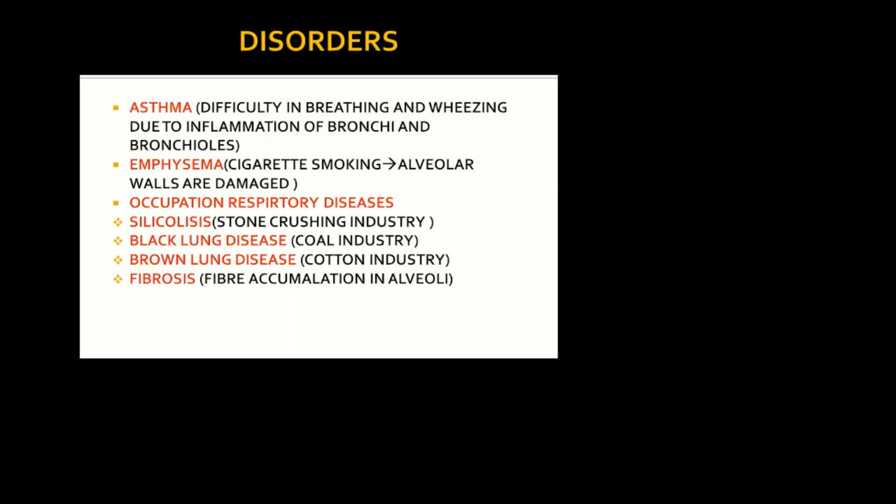Occupational respiratory diseases. Silicosis is not given in the NCERT anywhere, so please pay attention. Silicosis occurs in the stone crushing industry, where the stones are broken; the people who work there have a risk of silicosis. Black lung disease occurs in the coal industry, and brown lung disease in the cotton industry, among the people who work in cotton mills. Fibrosis is just fiber accumulation in alveoli.